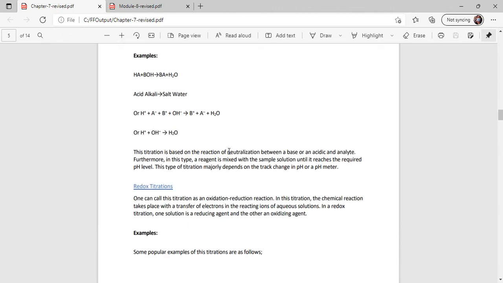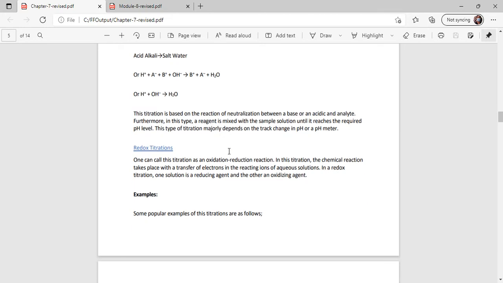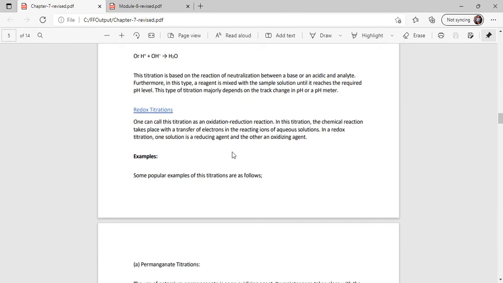This titration is based on the neutralization reaction between a base and an acid, and your analyte. Furthermore, in this type, a reagent is mixed with a sample solution until it reaches the required pH level. This type of titration majorly depends on the change in your pH or your pH meter. Now, for your redox titration, one can call this titration an oxidation reduction reaction. In this titration, the chemical reaction takes place with the transfer of electrons in the reacting ions of an aqueous solution. In a redox titration, one solution is a reducing agent and the other one is an oxidizing agent.